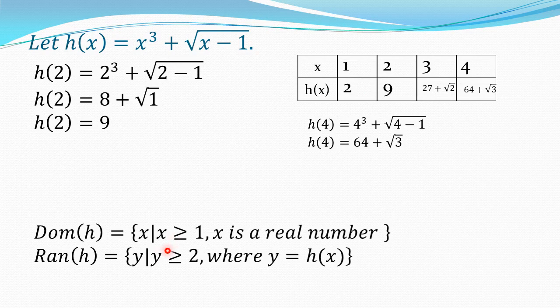So our range of h is equal to {y such that y is greater than or equal to 1, and also where y is equal to h of x}. So we're just defining what y looks like, what is the value of y. So it's greater than or equal to 1, and it's just equal to our function. So this one.